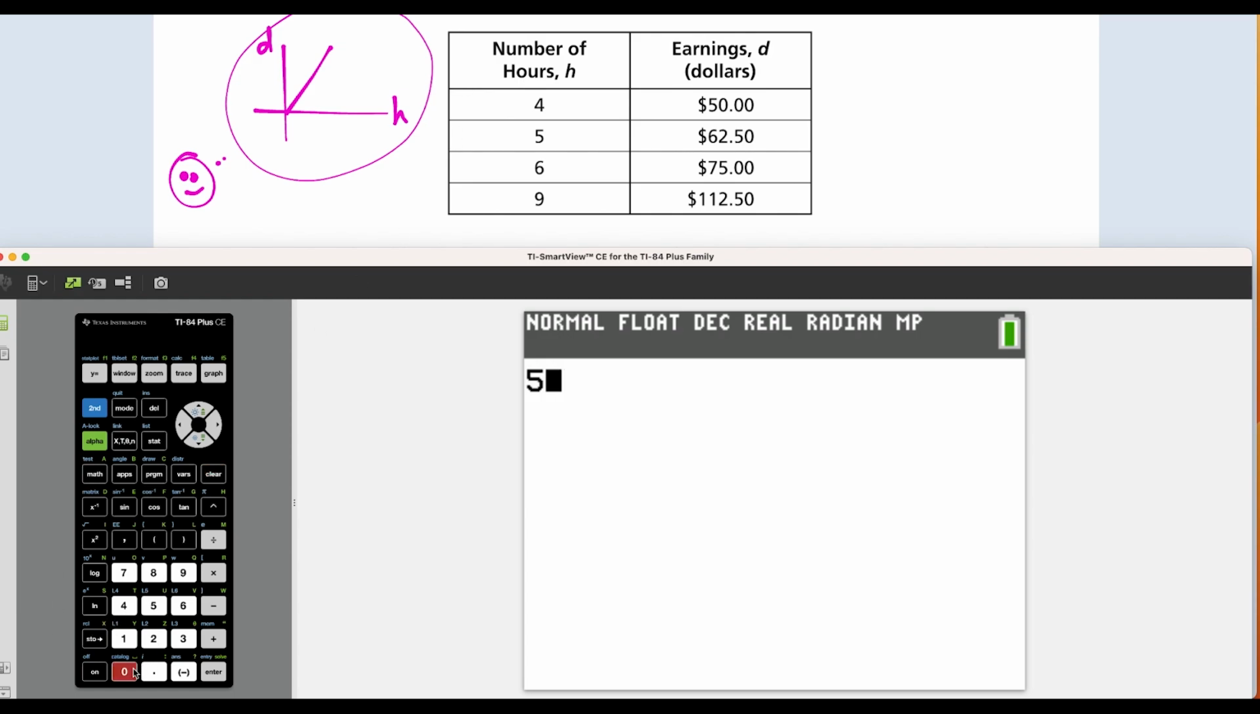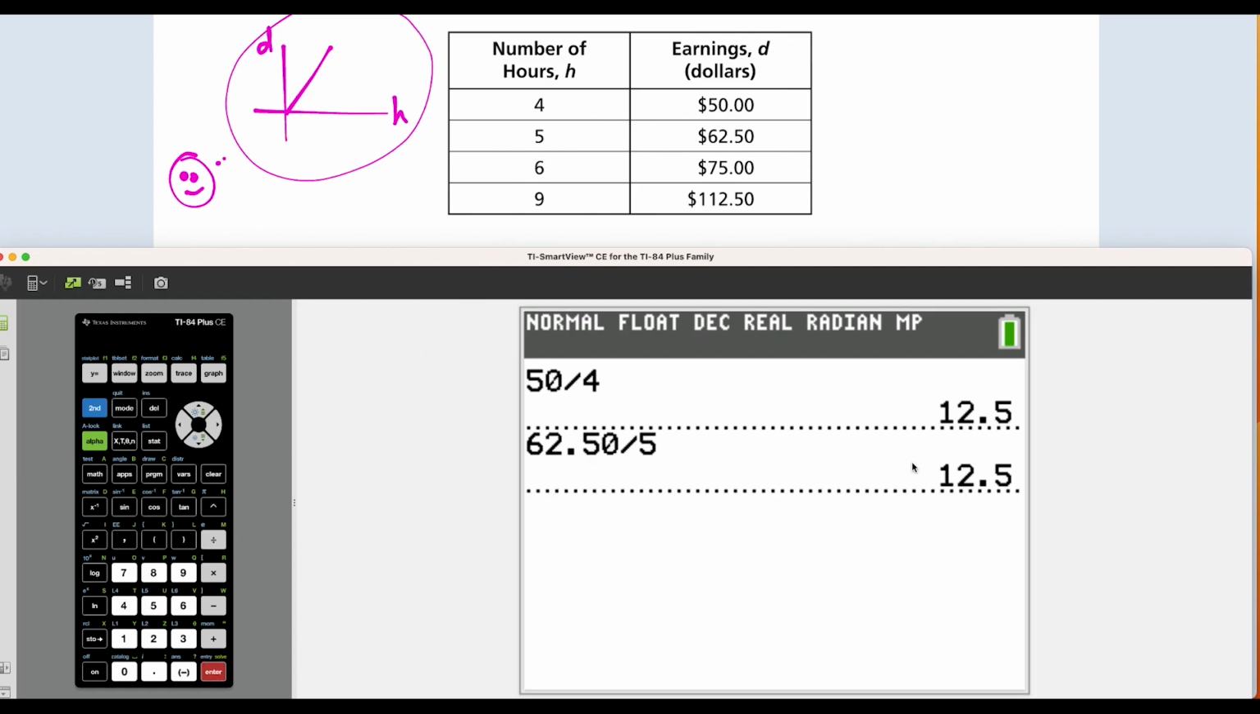So if we do 50 divided by 4, so we're going to divide the first two values here, that's going to give us 12.5, which models that Kathy is earning $12.50 per hour that she works babysitting. And now if we do the next entry here, we have 62.50 divided by, and that would be earned from working 5 hours. So we're going to divide this one by 5, and notice it gives us the same exact amount.